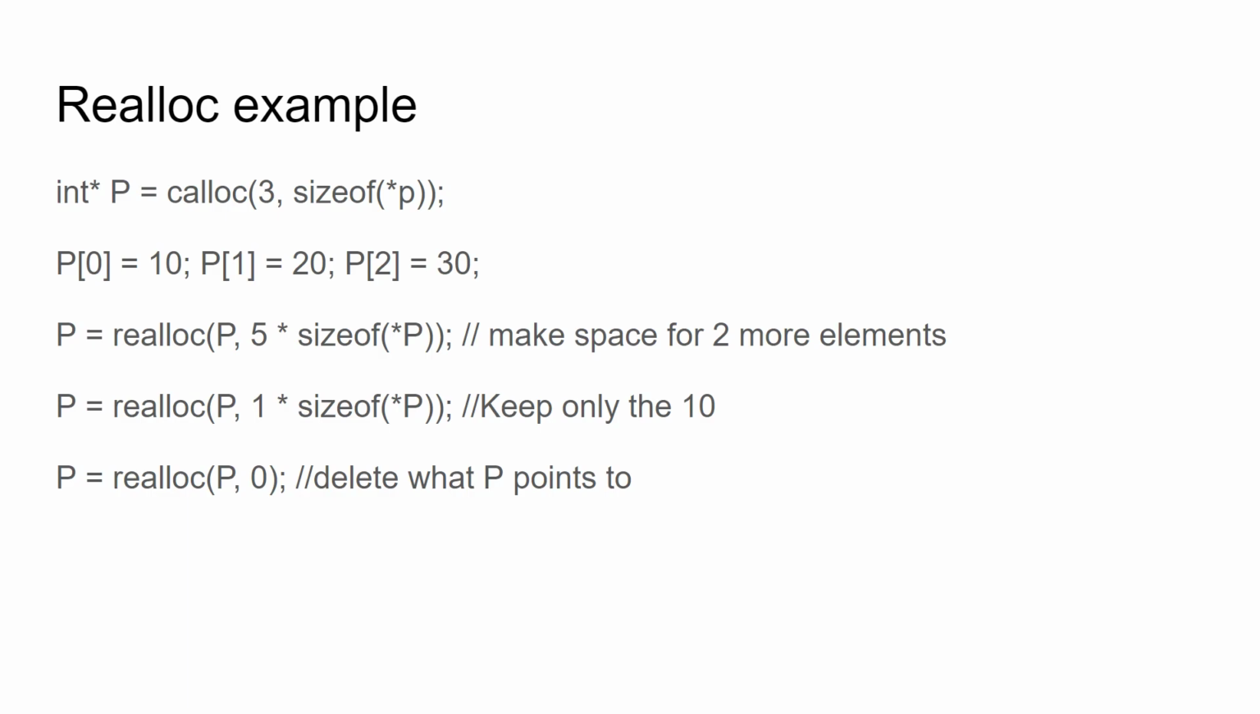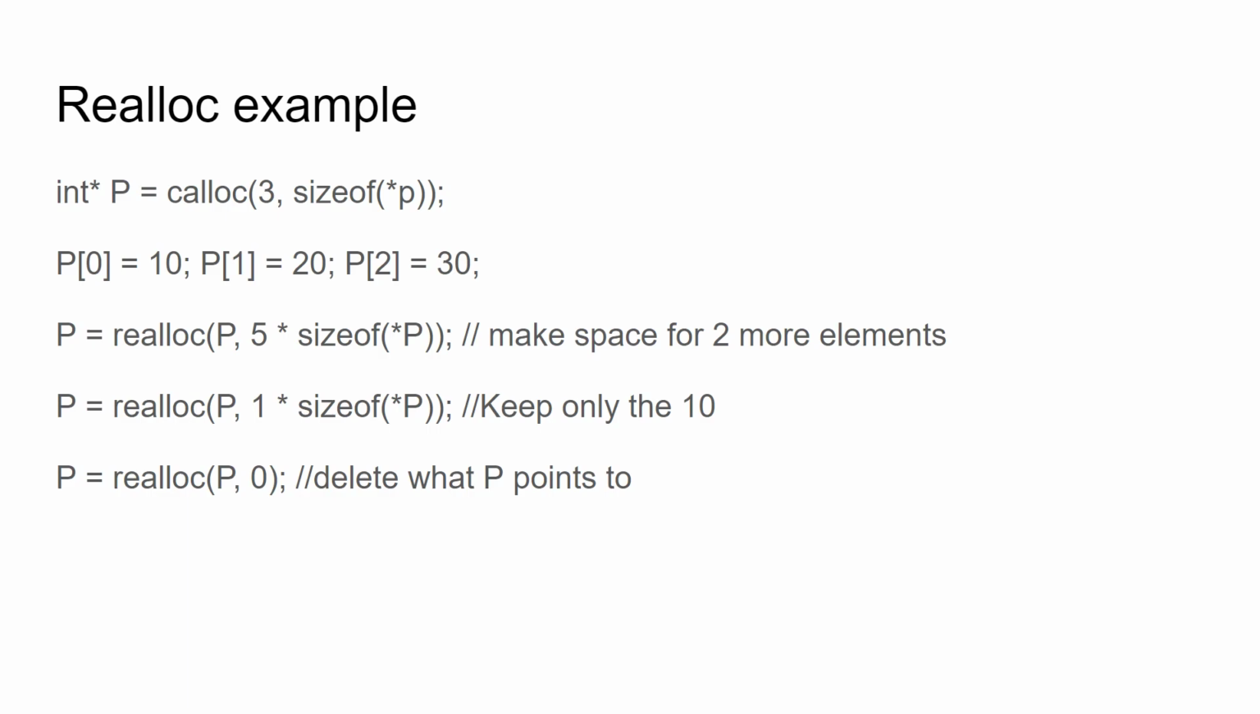Hard because it's C. So over here are some examples of using realloc. I create my original space using calloc, so I create 3 integers and assign them some values. So now I have 10, 20, 30. If I realloc P to be 5 integers, notice I multiplied by the size of. That's the easiest thing to forget. I made space for 2 more elements, because I had 3, and 3 plus 2 is 5.